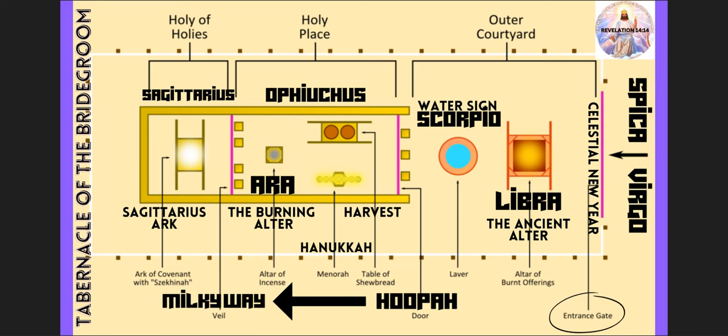So what we're going to do today is show you quickly how we determine this celestial new year, and we're going to show you how that's connected with this entrance to the outer court of the tabernacle.